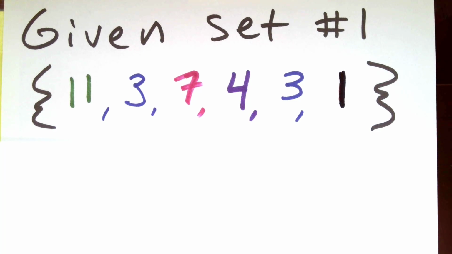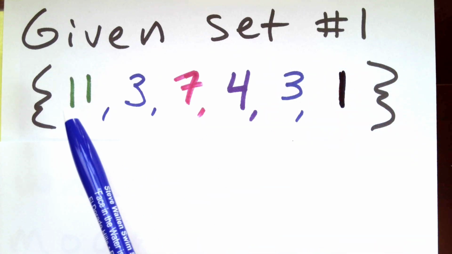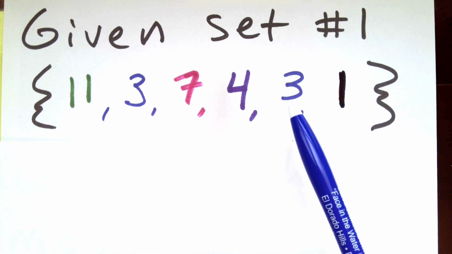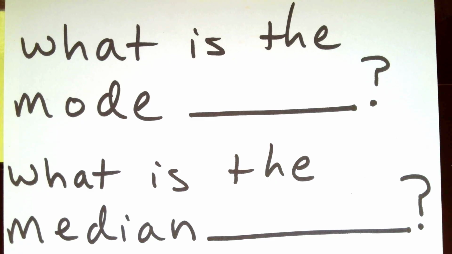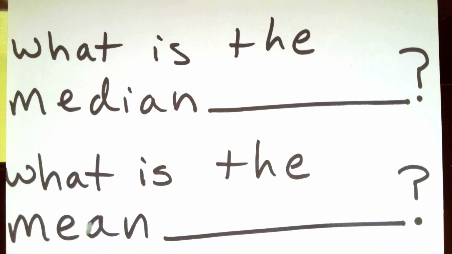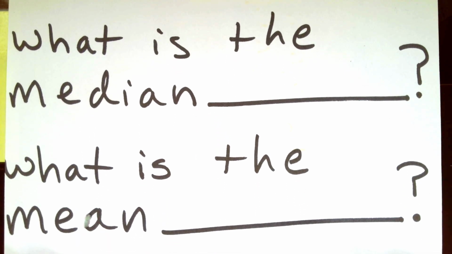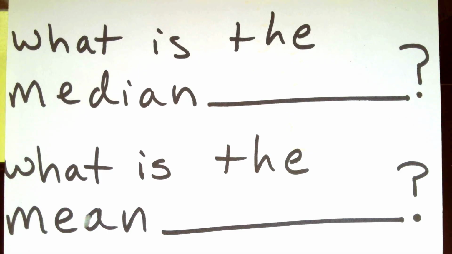Math is easy, step by step. Let's get into another type of problem. Given set number one of numbers, we have 11, 3, 7, 4, 3, and 1. What is the mode? What is the median? And what is the mean? Stick around. We're going to go over that step by step.